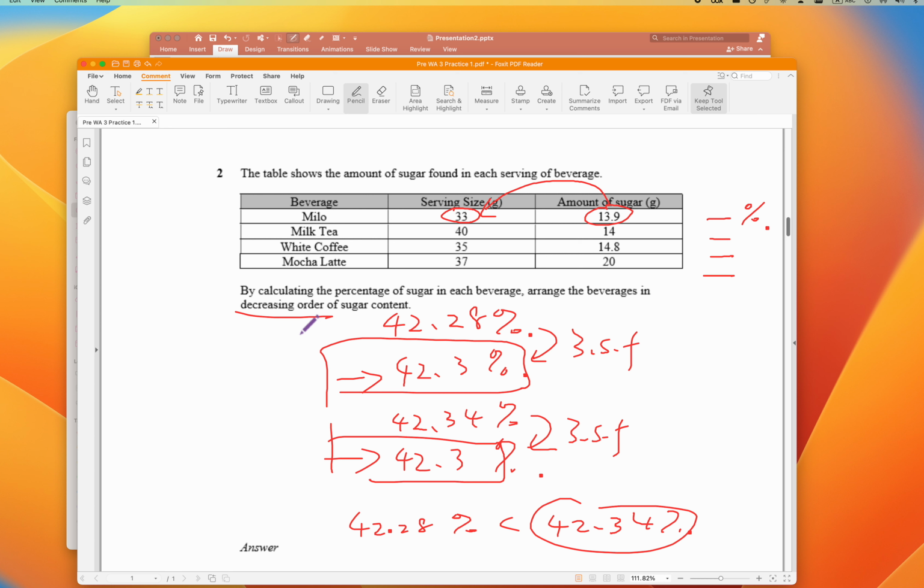Do you have a rank? You don't have a rank. Or use the name. Let me see. Arrange the beverages. Okay, so you just see. According to your answer, this mocha latte is the first one. Then 4, 2. White coffee is 2.